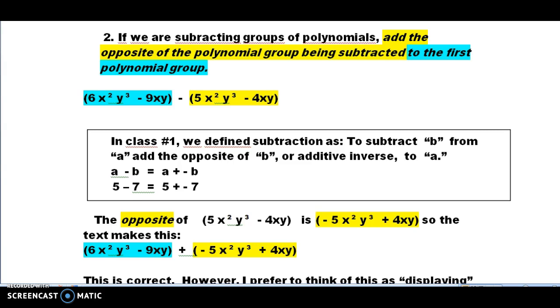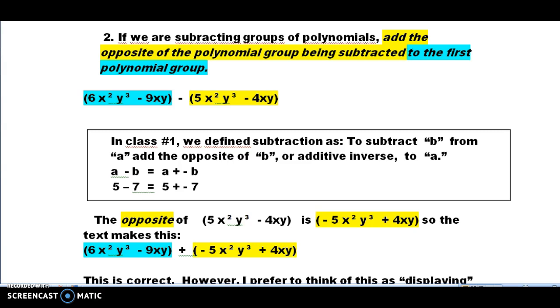of 5x squared y cubed minus 4xy, the textbook would tell us to take the opposite of the group being subtracted. So the group being subtracted is the group highlighted in the yellow, the second group after the negative sign. And we take the opposite of that and then add it to the first group.